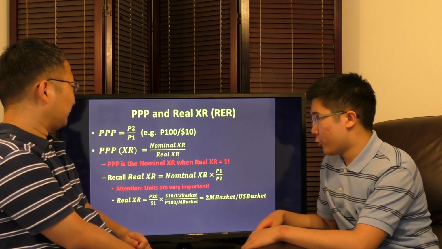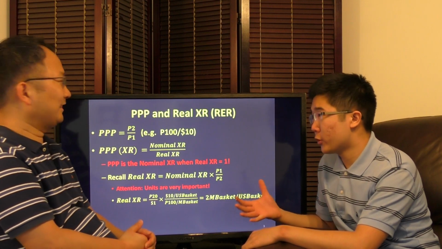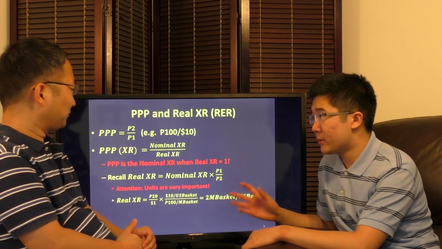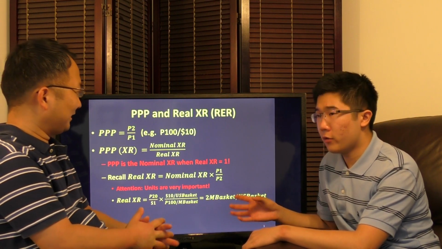Basket, and we talked about the nominal exchange rate in real life, or the actual nominal exchange rate, is 20 pesos for a dollar. So 20 divided by 2 equals our PPP, 10 pesos for a dollar. 10 pesos for a dollar is our theoretical nominal exchange rate if we follow the law of one price.